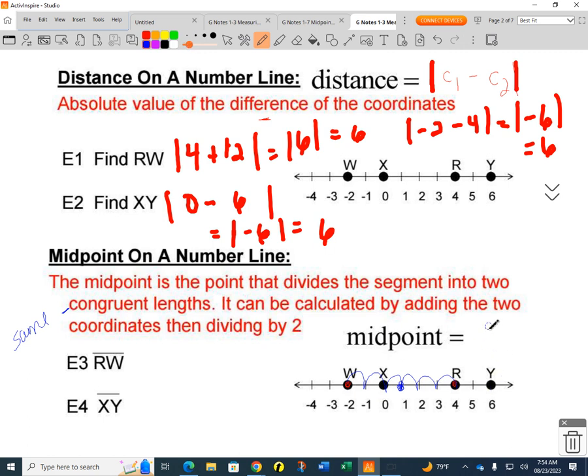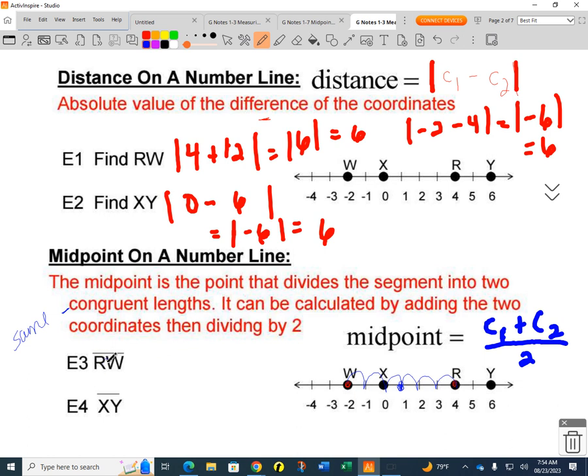So the formula would be coordinate 1 plus coordinate 2. And these are subscripts. The order, again, doesn't matter. And it's always divided by 2. So if we're going to use that formula, we already know that the midpoint should be +1 on segment RW. So let's use that formula.